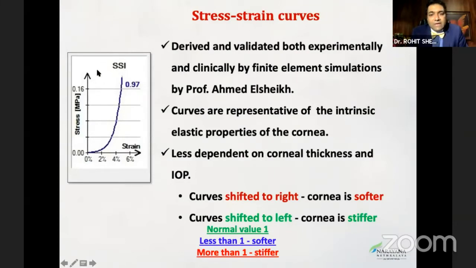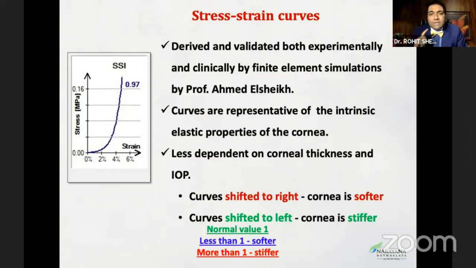SSI, the stress strain index, is something new. Ahmad Eliasy is the one who described this. This is a new index which is not really affected by your intraocular pressure and other parameters, which heavily influence the other parameters of the Corvis. For the SSI index, anything above 1 is supposed to be good, and anything less than 1 is not so good. Anything less than 0.5 is very, very suspicious.